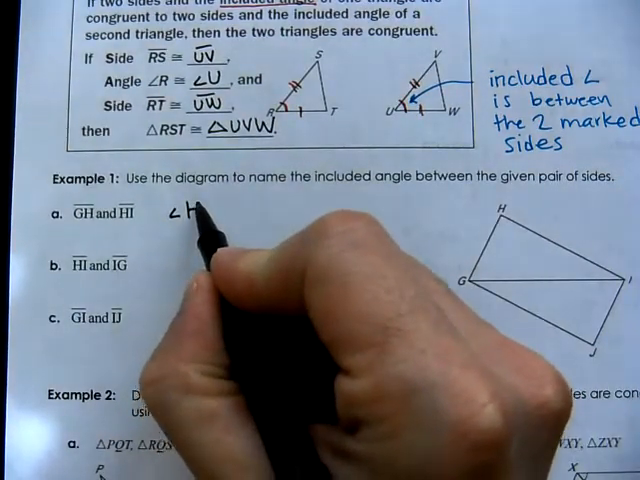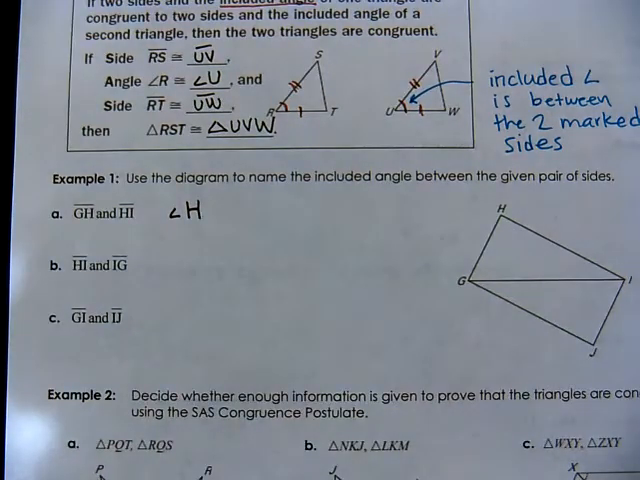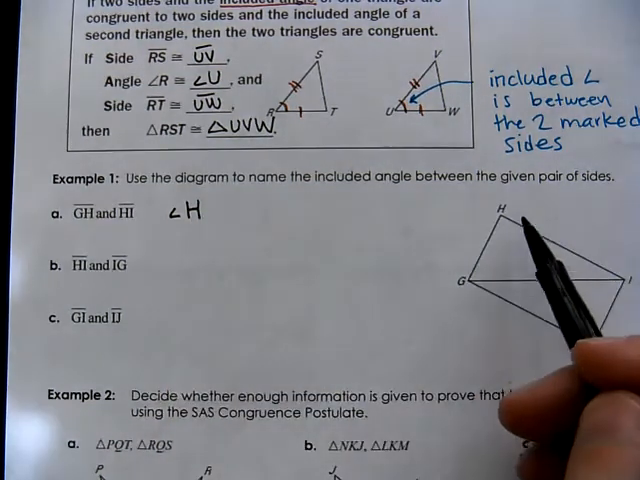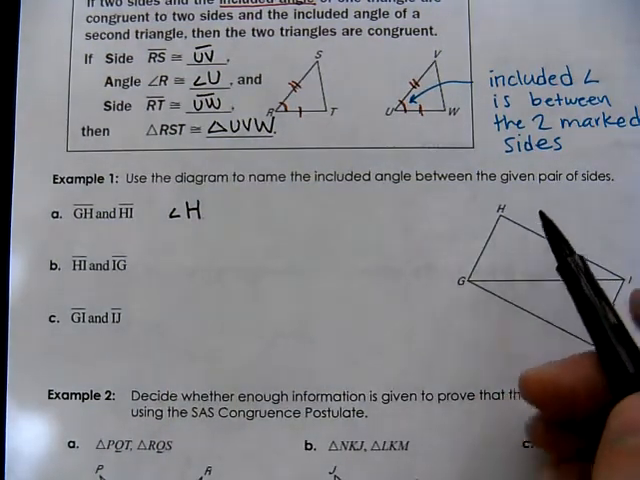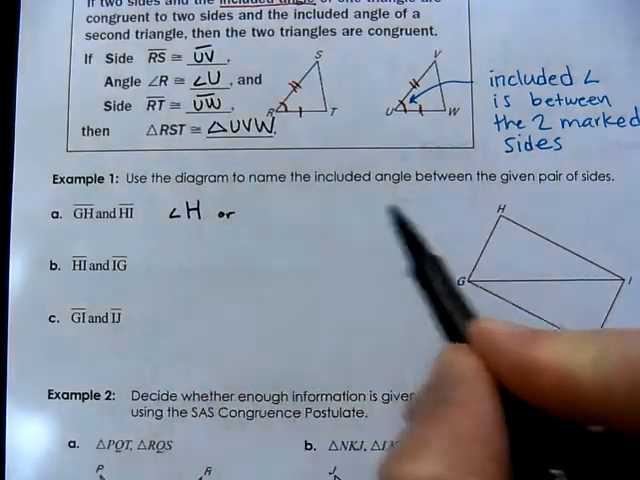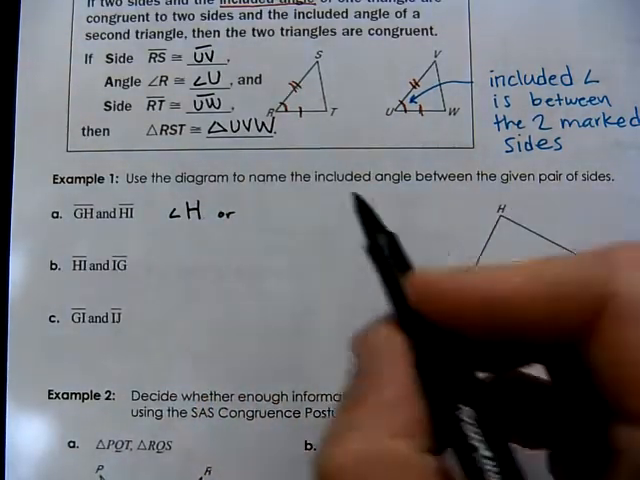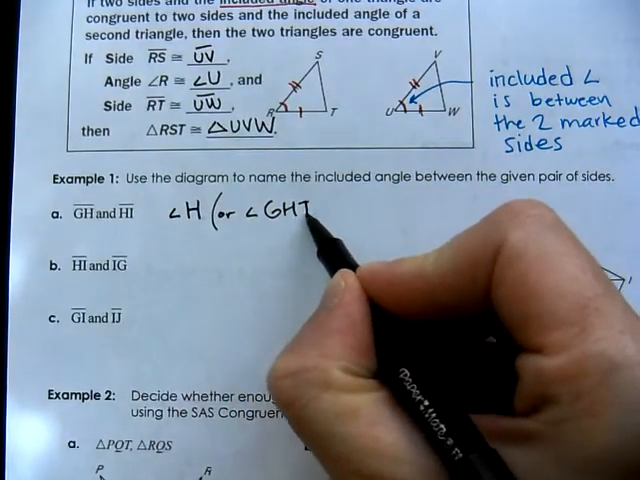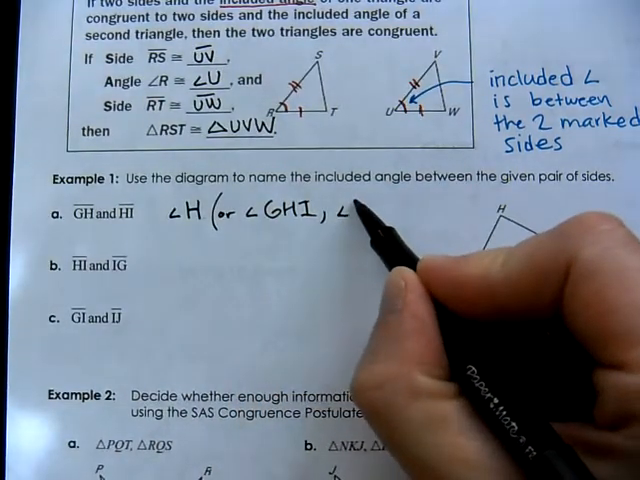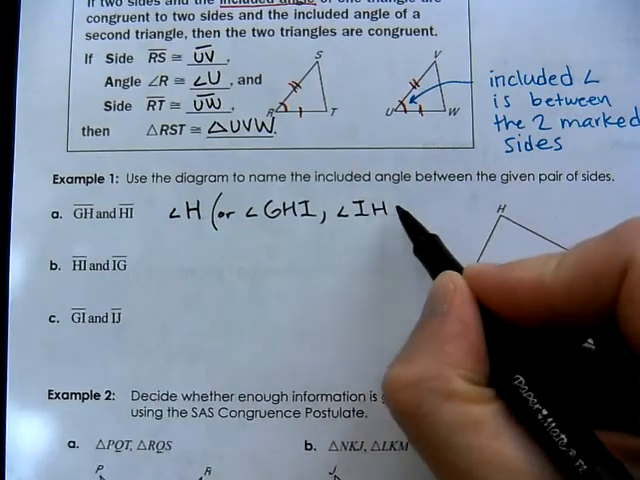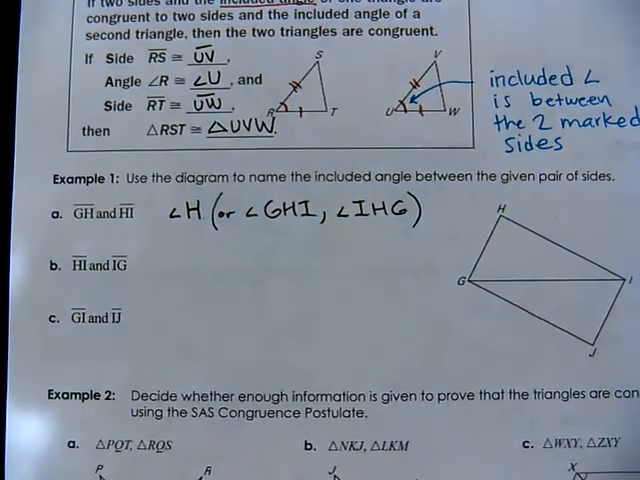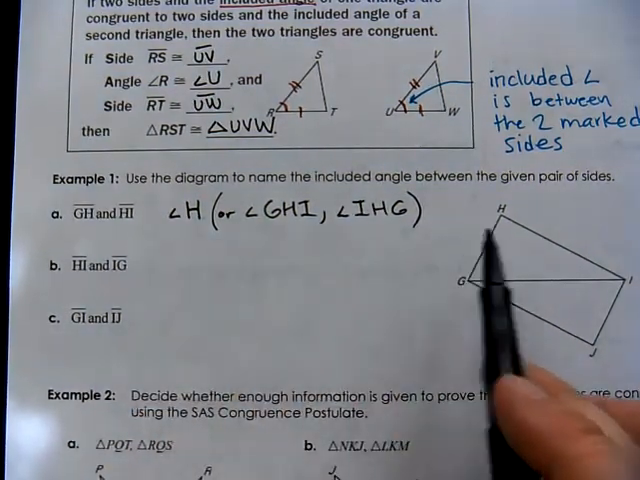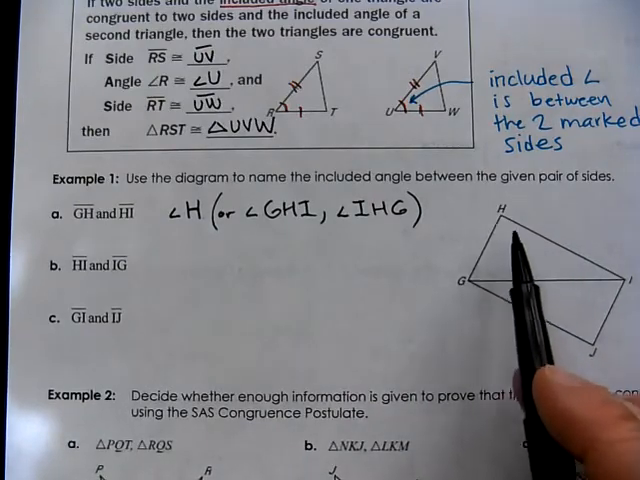Remember, with naming angles, you can name angles with a single letter if there's only one angle to be found there, or you can use a 3-letter combination, call that angle GHI, and name that forwards or backwards, angle IHG. Alright, so there are 3 ways to name that particular angle H.